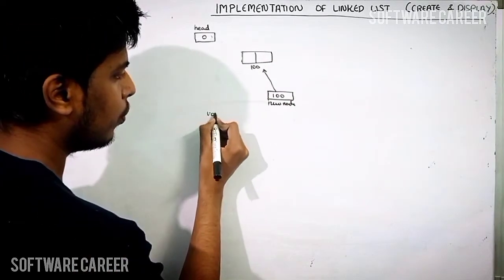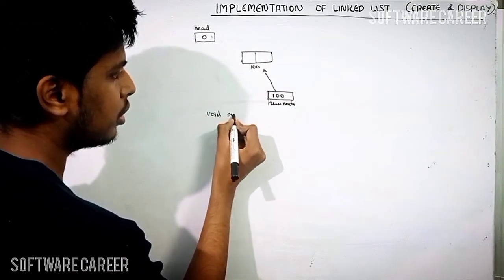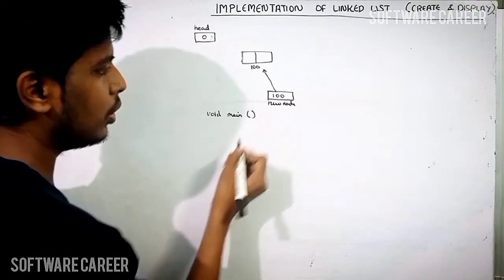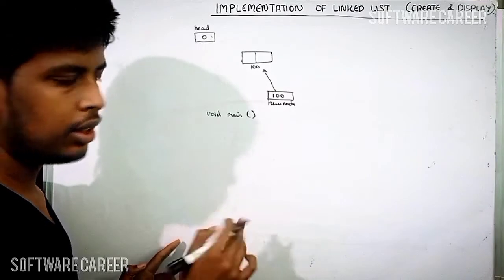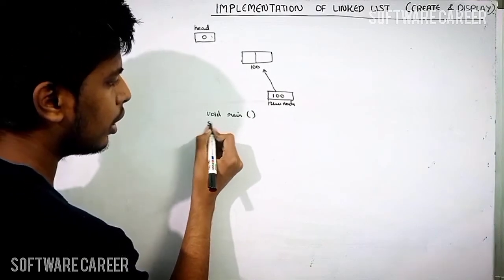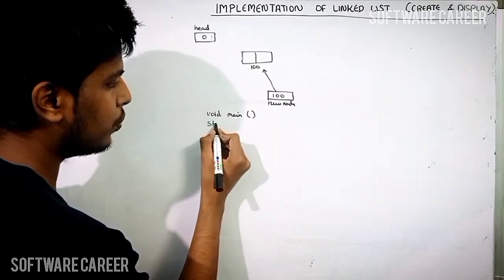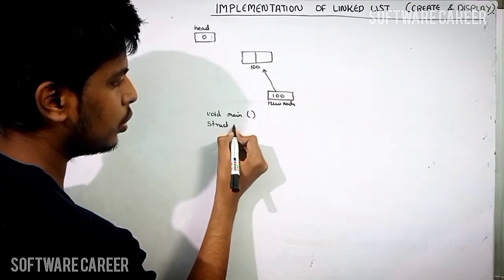See here, void main. Now I have created this. Computer reads this main function at starting. Now see, now I am defining the structure of node. So struct node.